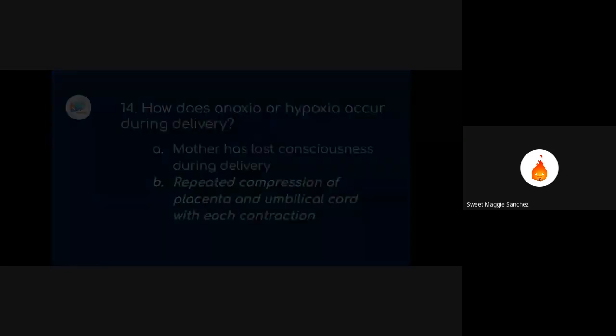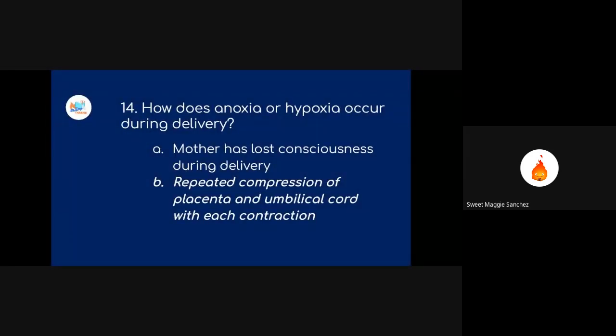Okay, so how does anoxia or hypoxia occur during delivery? The correct answer is repeated compression of the placenta and umbilical cord with each contraction. From the statement alone, it's very sad. The placenta gets pinched, and the umbilical cord with each contraction.